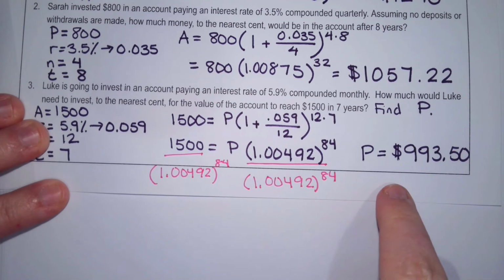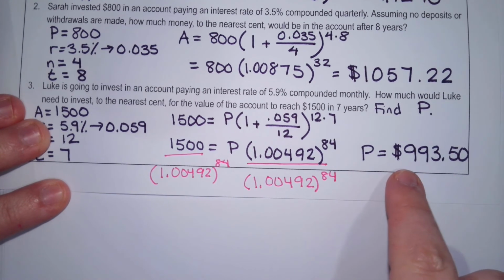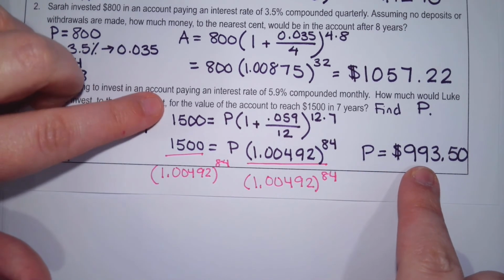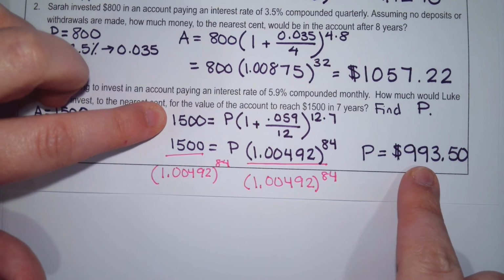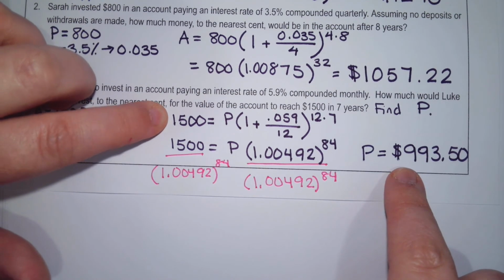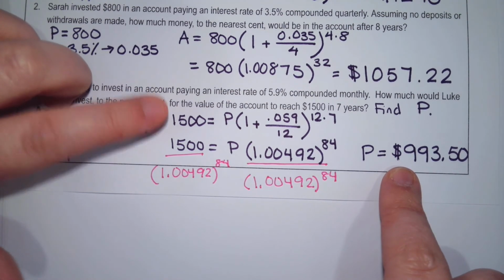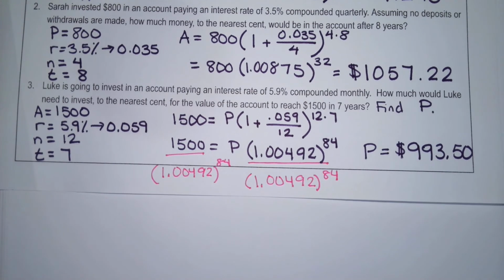$993.50. This makes sense because our starting amount is always going to be lower than what we ended up with. So if you get a bigger number here for your starting amount, something went wrong. Your starting amount should always be smaller than the ending amount. All right, we have one more example of compound interest, and then we have one more formula to talk about.